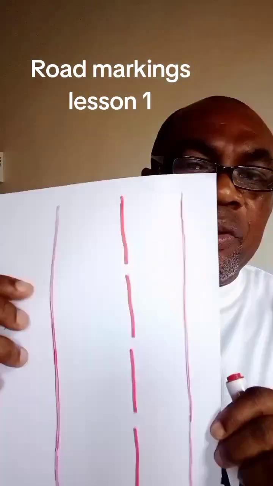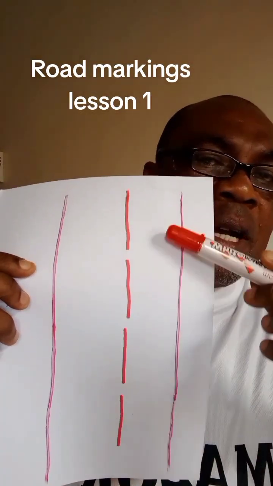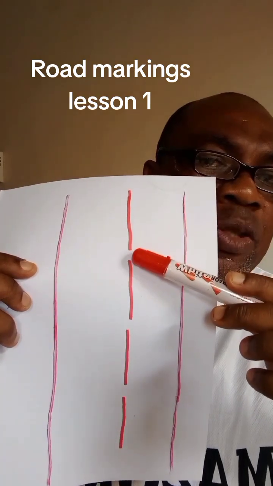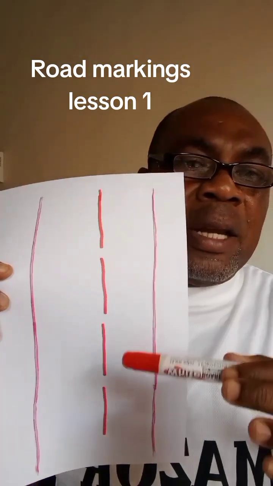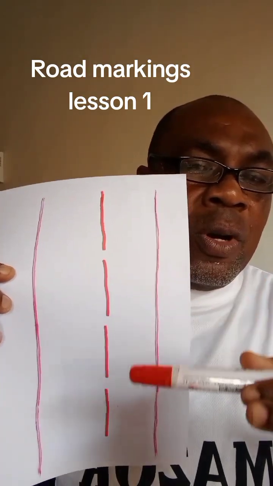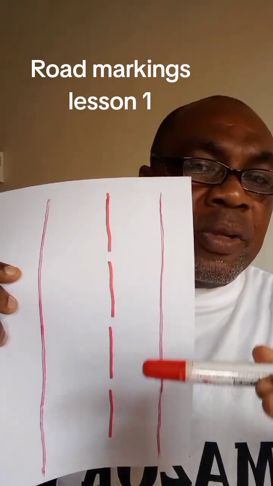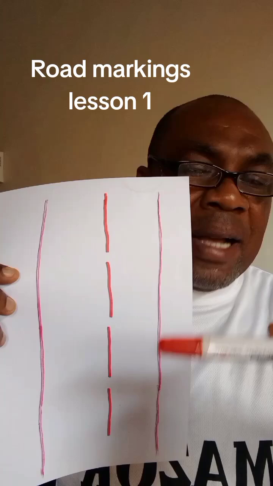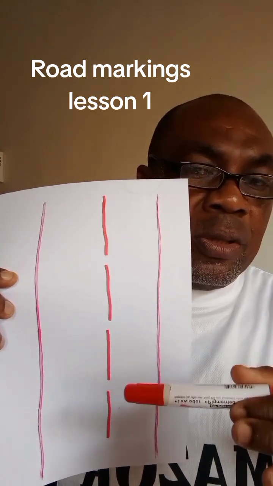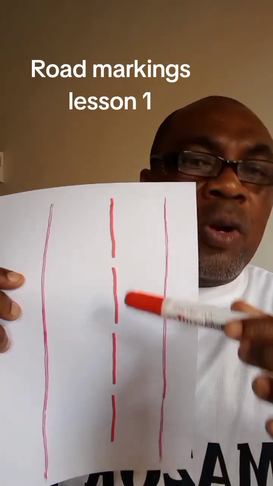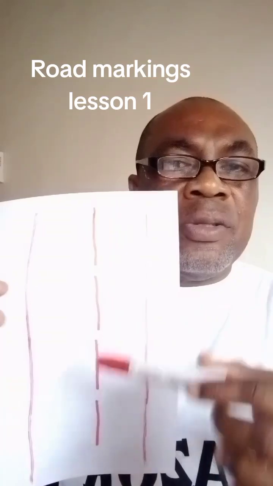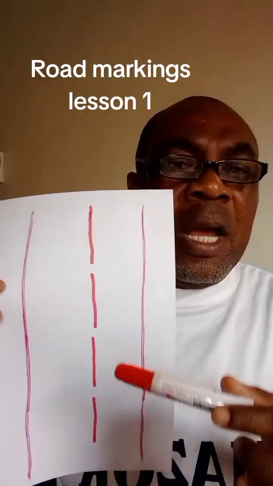Then again, we move to this particular one, which has a very long line but short gaps, long line, short gaps. And this tells you that there is a danger ahead of you, or there might be some obstacle which might cause accident. Therefore, you need to be cautious, you need to be careful. So you may also call it a warning line. It tells you there's some obstacle ahead of you.